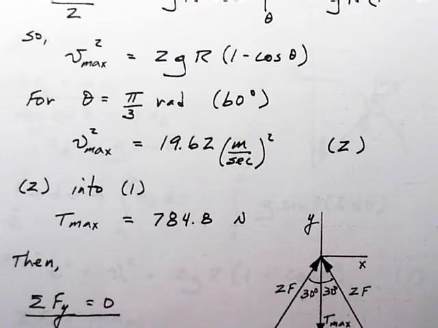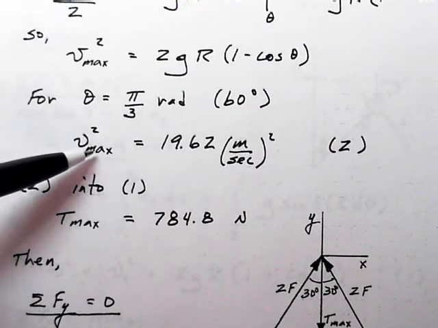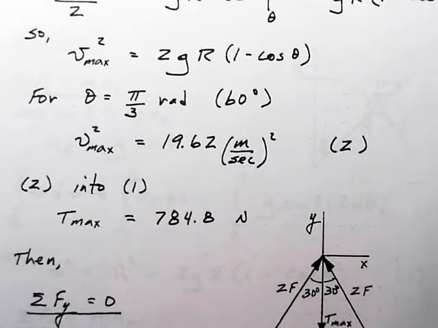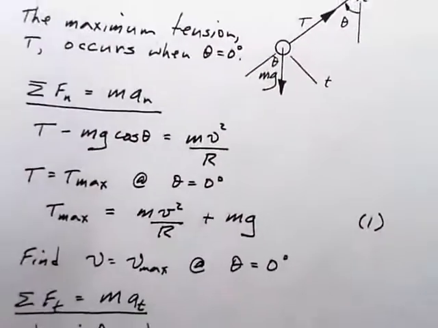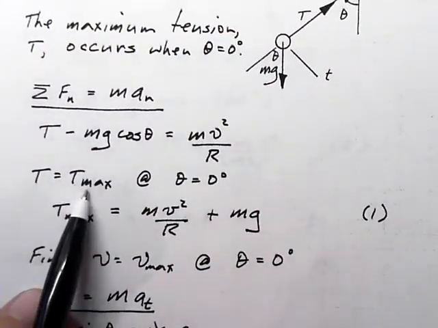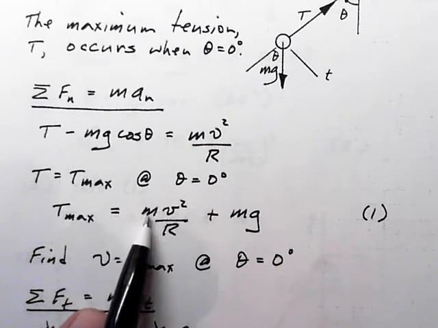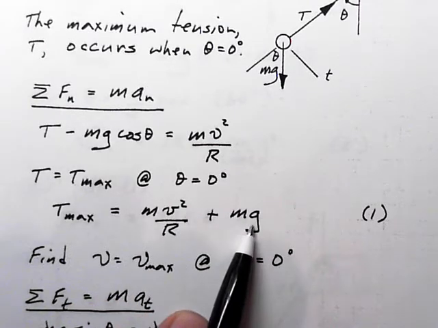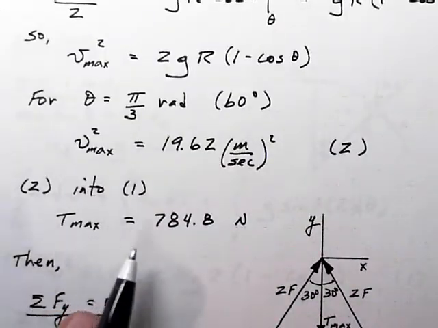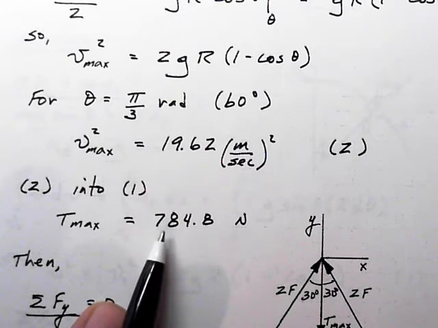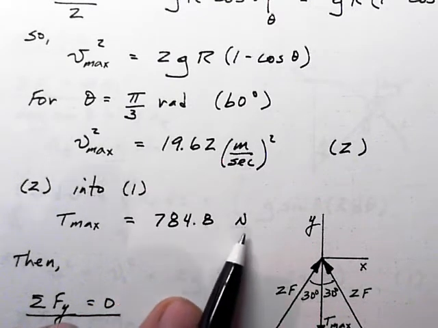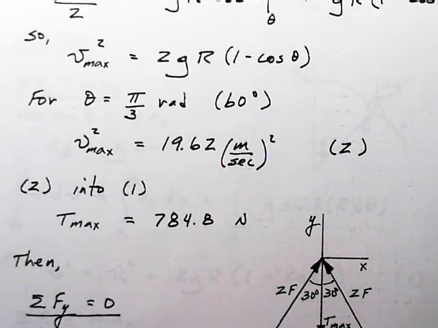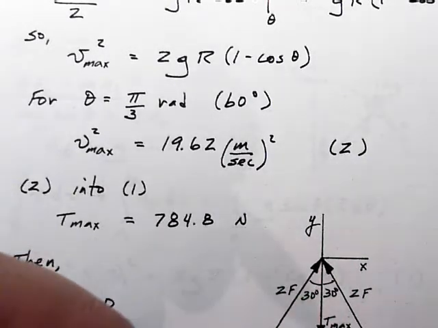And so, knowing Vmax, we can go back to our earlier equation for maximum tension in the rope. We know the mass, we know the radius, we now know velocity squared, and we know the weight, mg. Plugging all of that in, we get a maximum tension of 784.8 newtons. And now we understand that that will come through the rope.